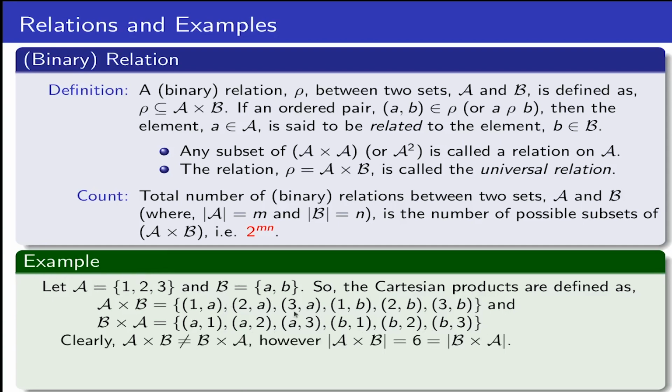Now it is obvious that A cross B is not equal to B cross A, because you cannot relate each pair with the other for the first position as well as the second position. So these two are definitely not equal. However, the cardinality of A cross B you can see is 6, because 3 into 2, and B cross A is 2 into 3, which will be the same.